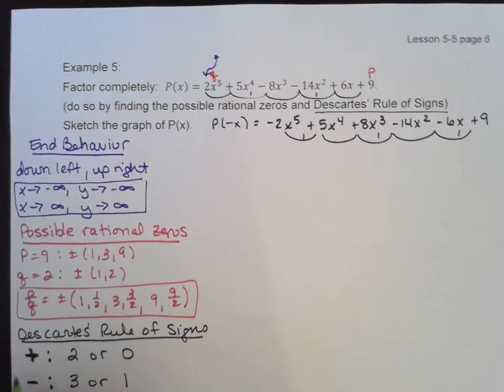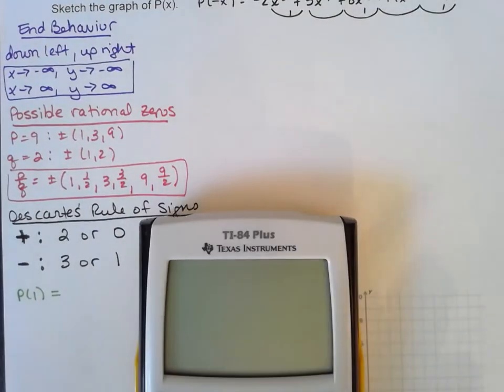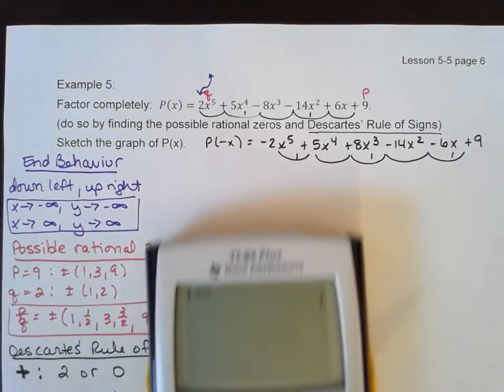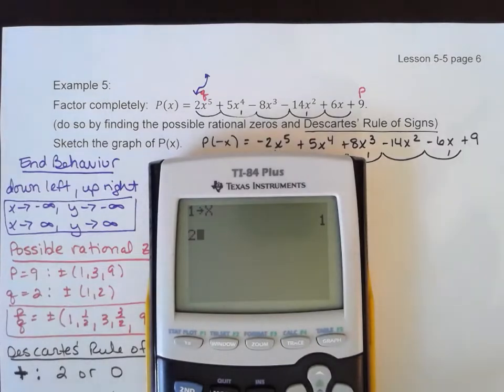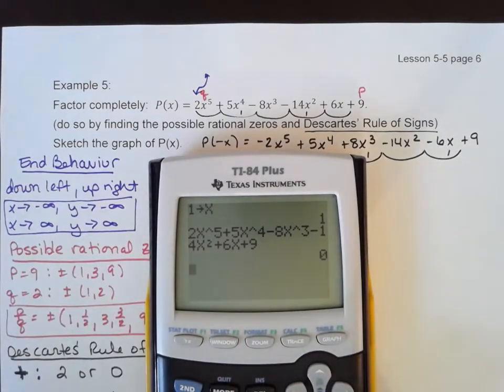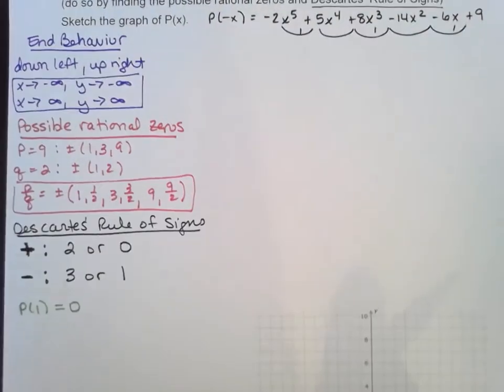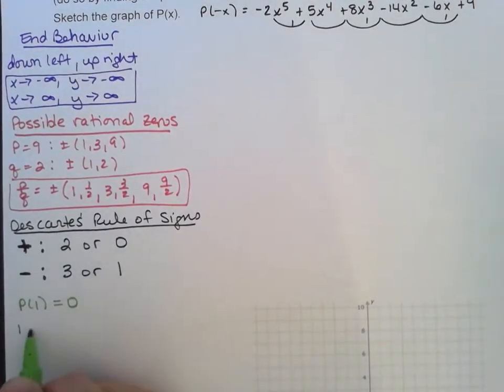So let's try P of 1. So we have 1 store to x, enter. Type in our original function: 2x to the 5th, 5x to the 4th, 8x cubed, 14x. There we go. Oh, that's awesome. We already get a 0. So p of 1 is 0. That means 1 is one of our zeros.